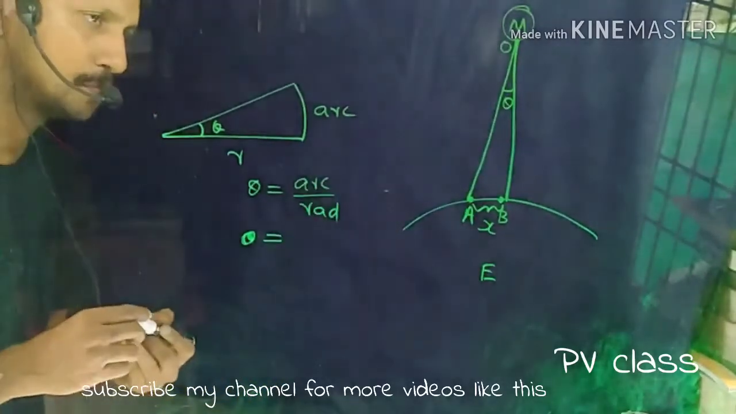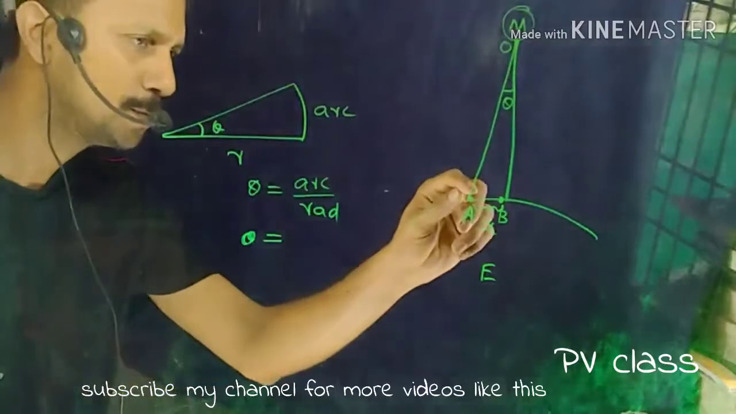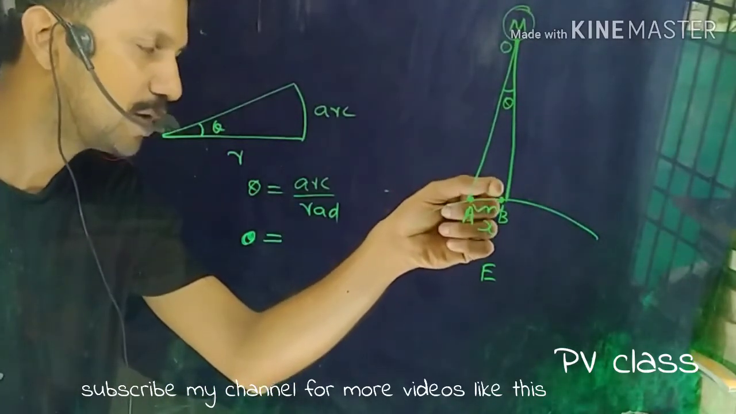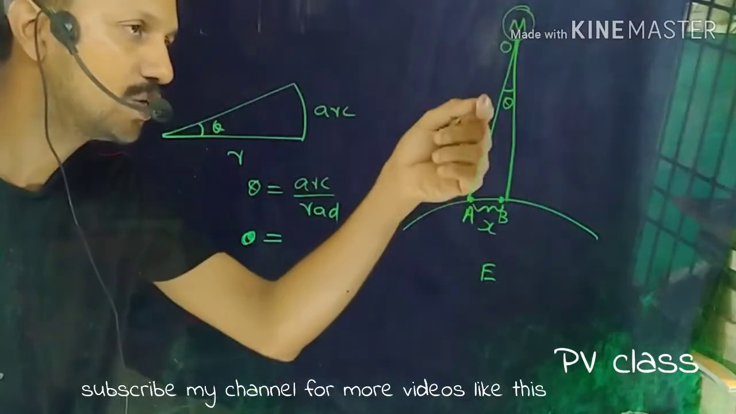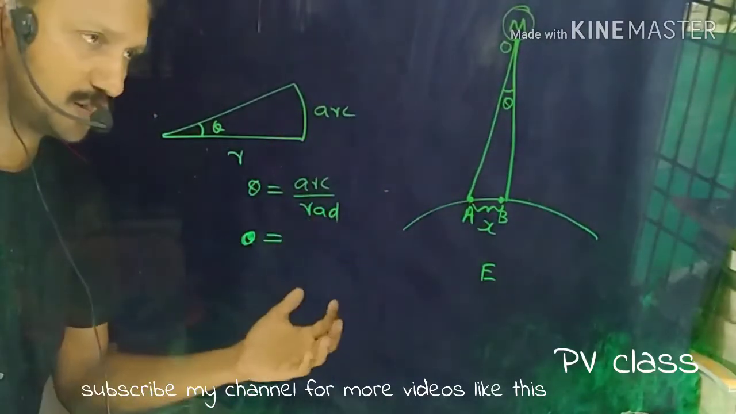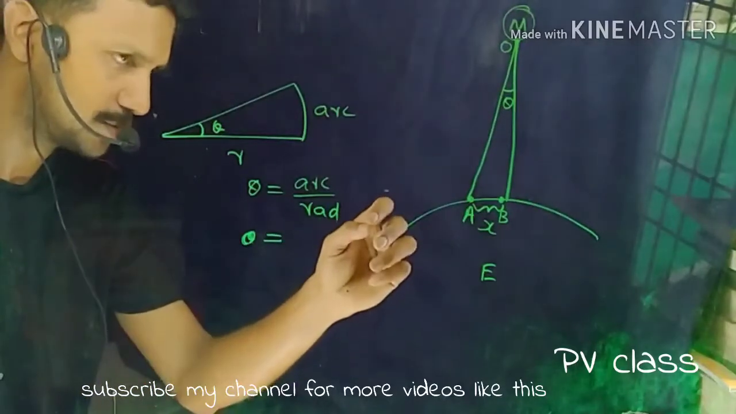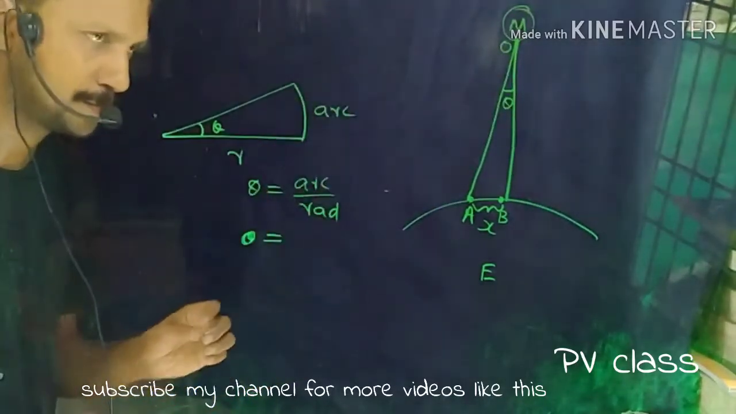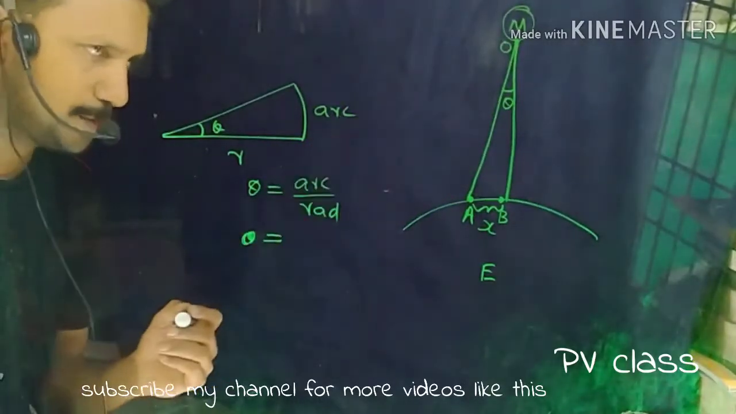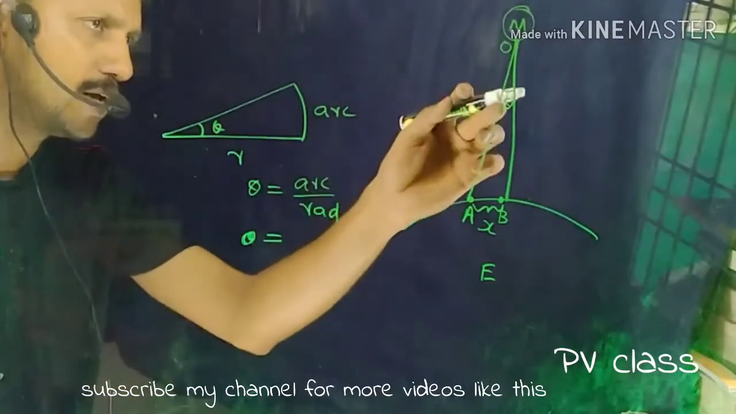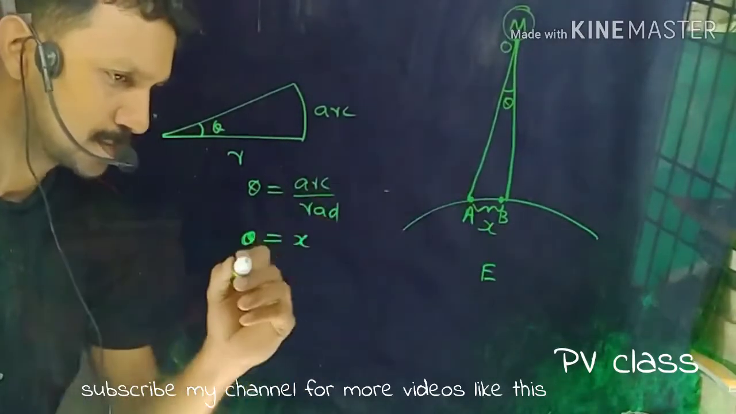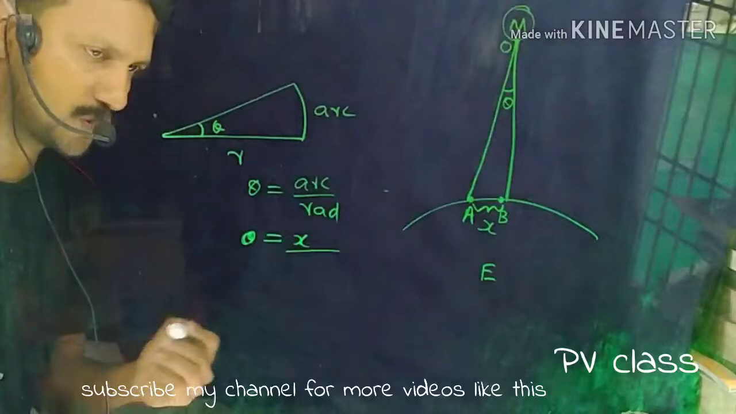Can we measure this angle? Yes, we could measure this angle and this angle. If we can measure these two angles, we could find out the value of this angle, since the total sum of the angles of a triangle is 180 degrees. Therefore, the angle can be measured. And using this concept, we could write angle is equal to arc, arc is x, divided by radius.